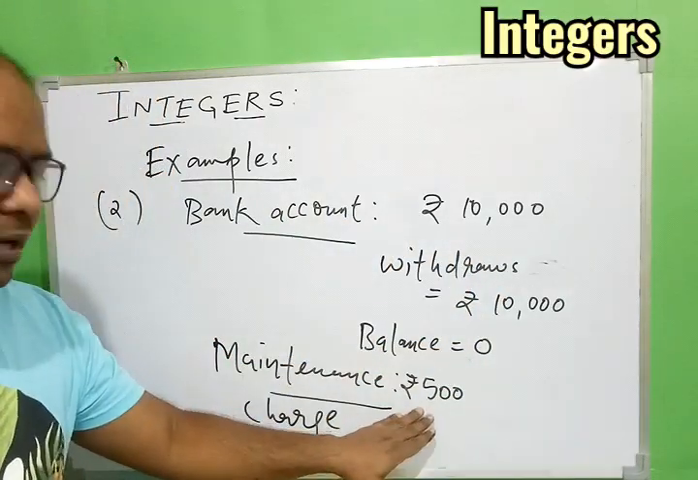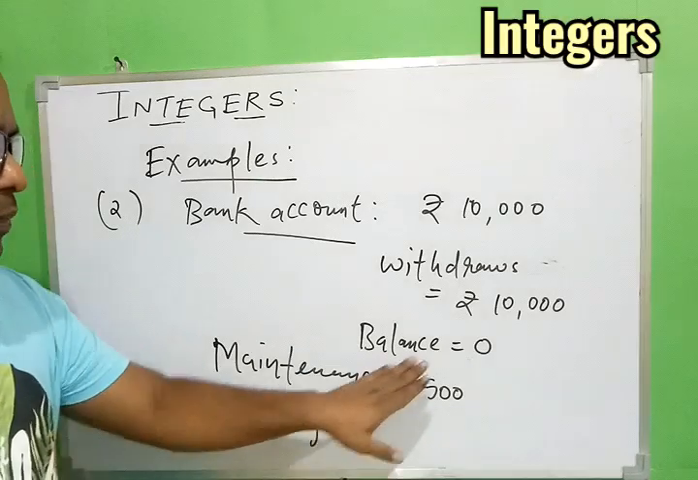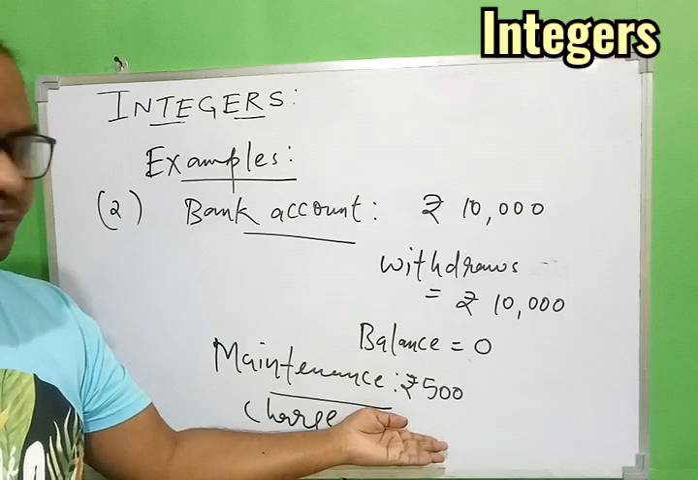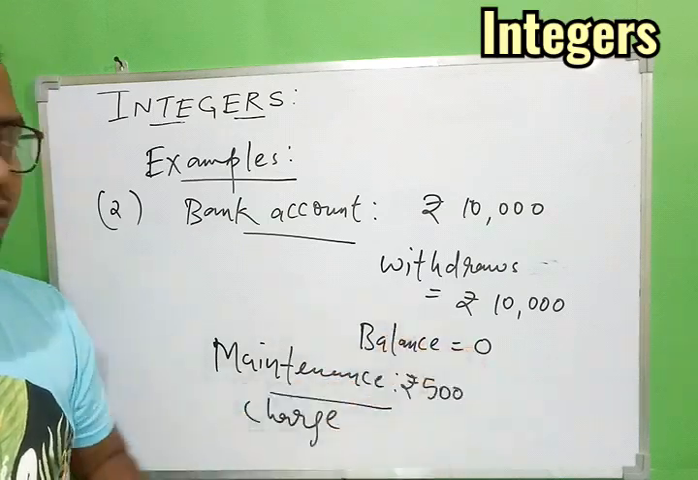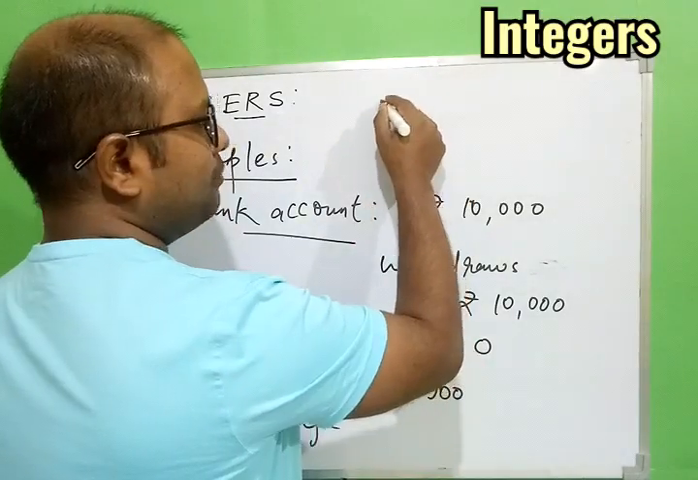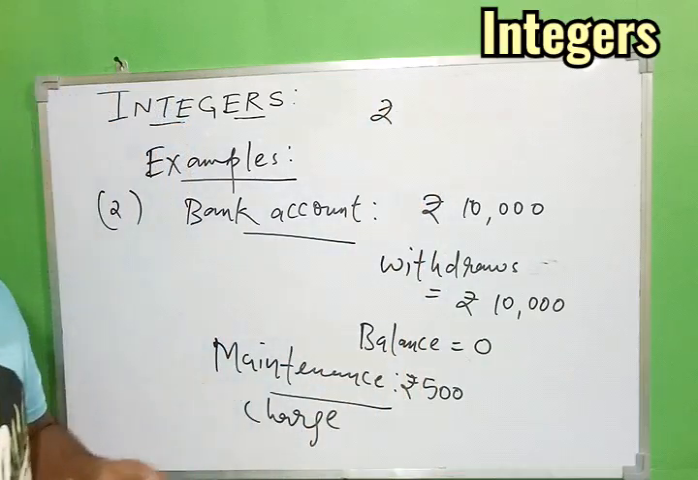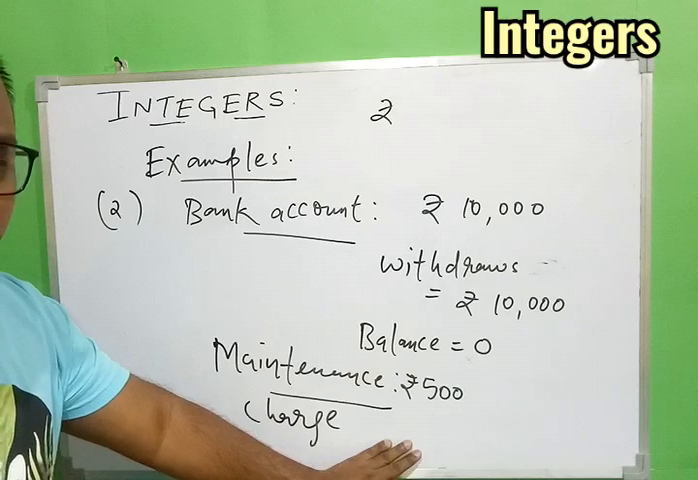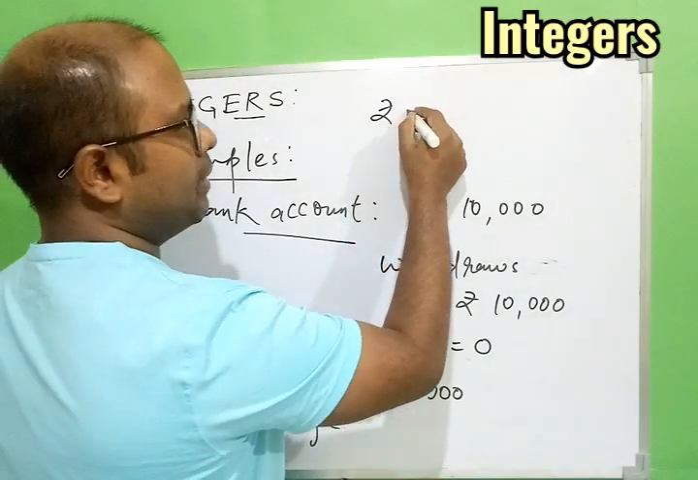So what will be done by the bank? Whatever balance he has, it will subtract the maintenance from the 0. So overall, the final bank account balance that will be shown to the account holder will be minus 500.